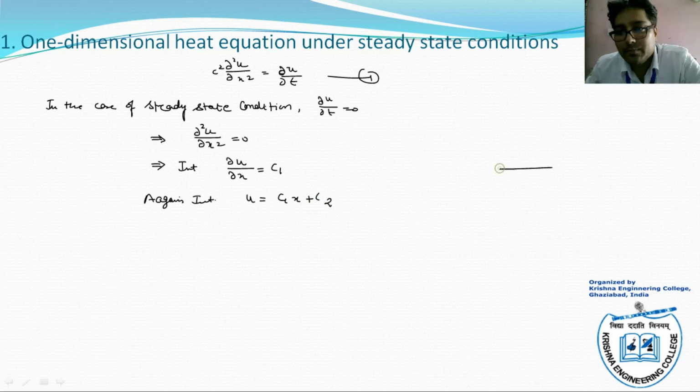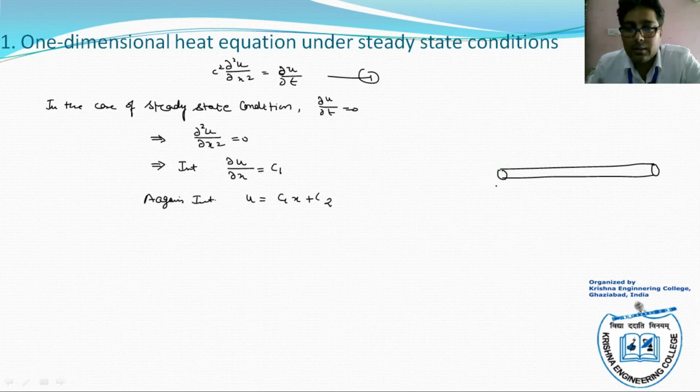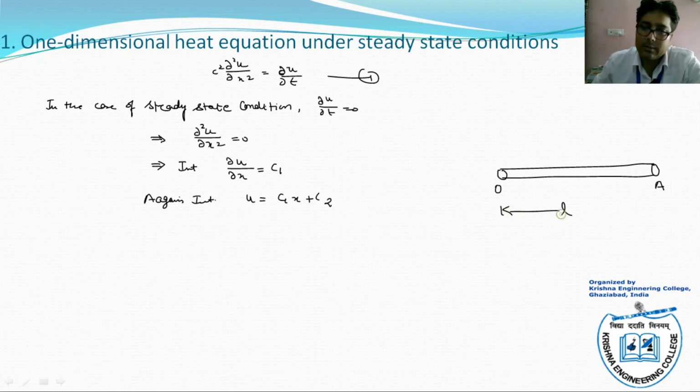Now this is a rod here, with this end O and this end A. The length of the rod is L. The value of x at this end is equal to 0 and the value of x at this end is equal to L, and let the temperature at this end be u1 and the temperature at this end be u2.